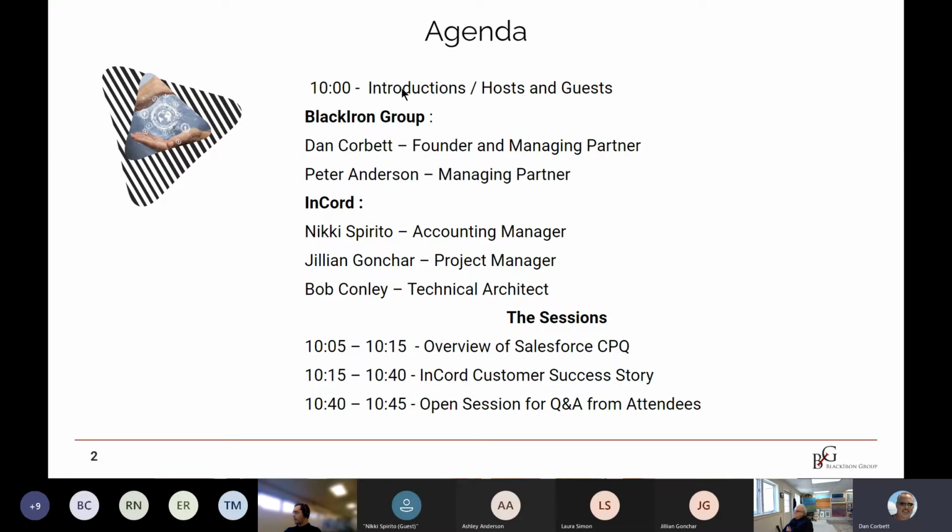You'll be approaching 3 people from the InCord side: Nikki, who you saw on camera, Jillian, and Bob, who are both on, I think, based on the initials. So, as we walk through here, these are the 3 people that managed, implemented, deployed, rolled out, and refined, probably on a daily or weekly basis, the Salesforce CPQ install at InCord, and they can certainly answer any of the questions that you guys have.